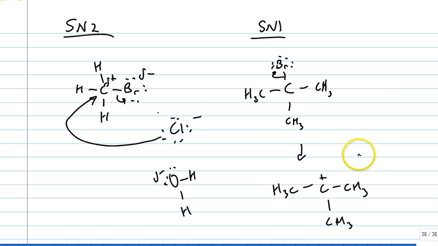Okay, and water's like, ooh, now there's extra room for me because that bromine's gone. By the way, 1, 2, 3, that's trigonal planar. It's flat. So it actually looks like this. Now, that means when the water comes in, it can come in from the top or it can come in from the bottom, 50-50.